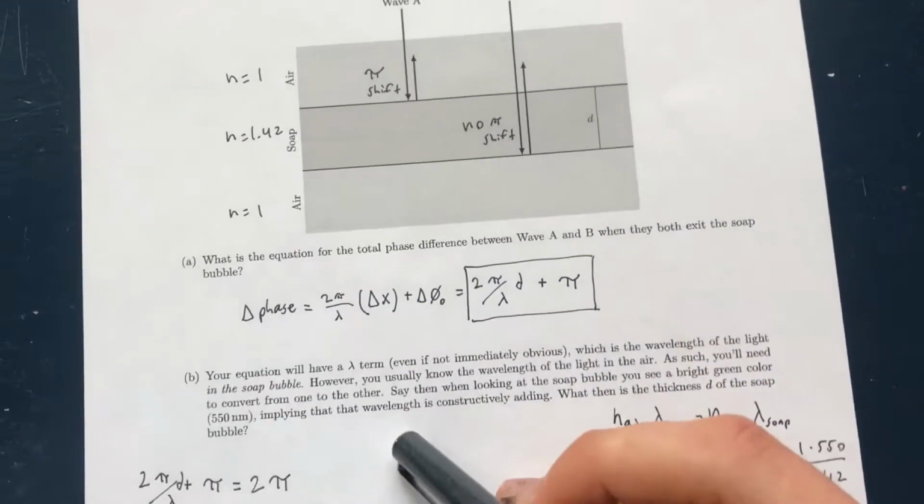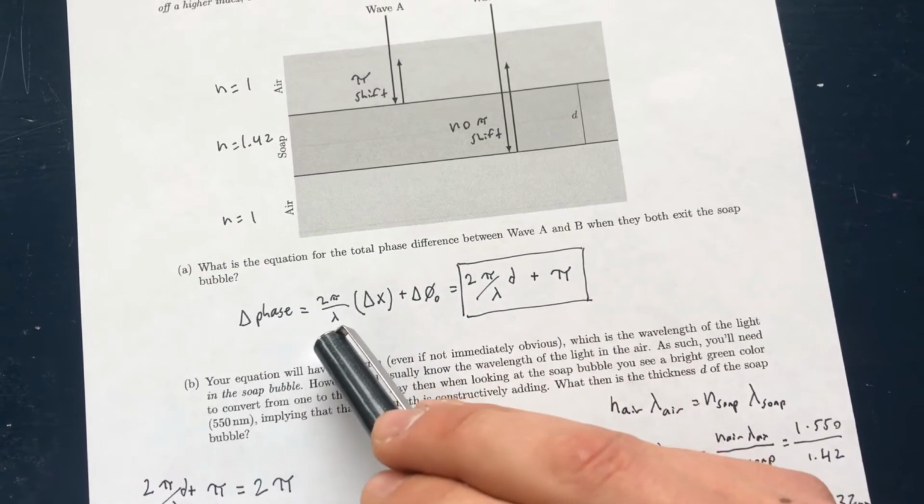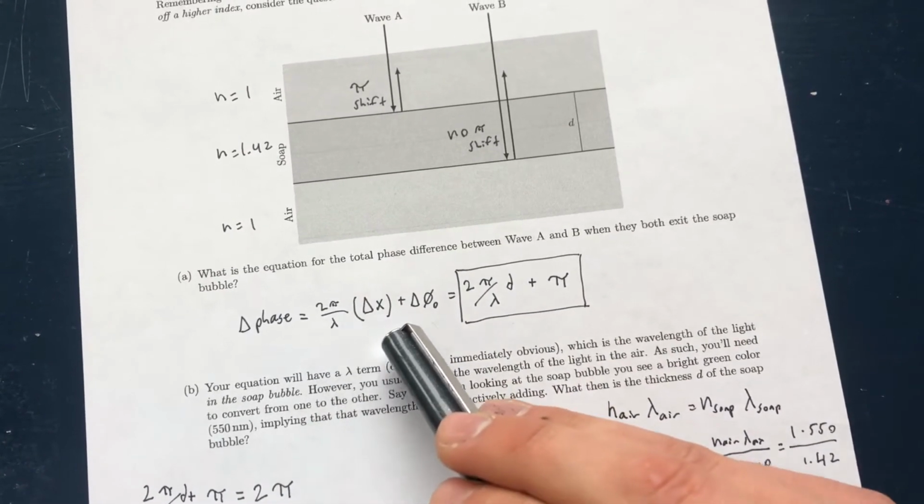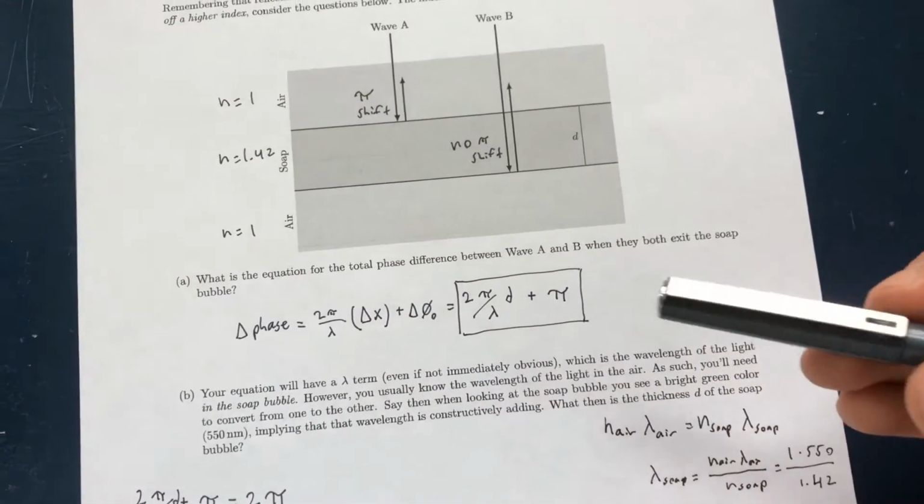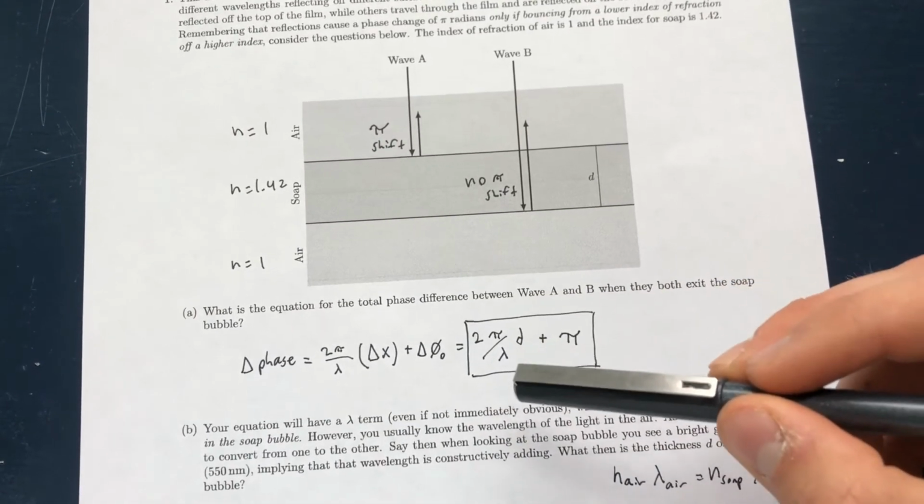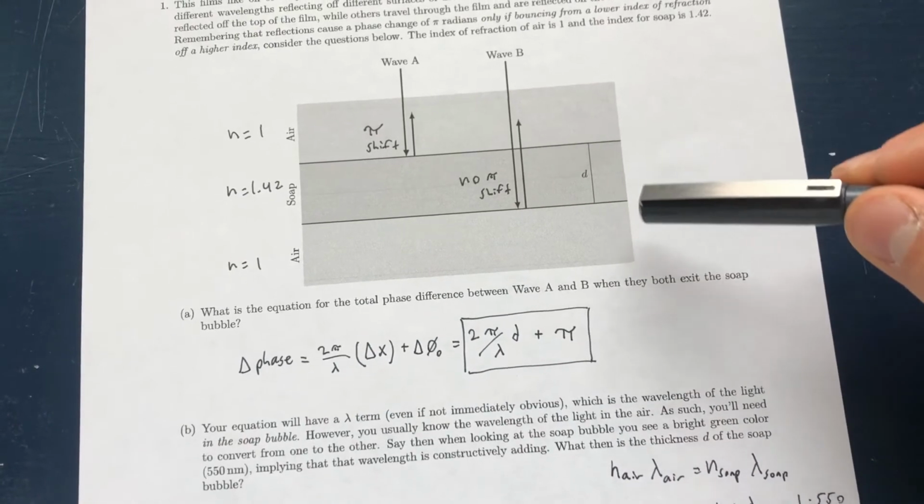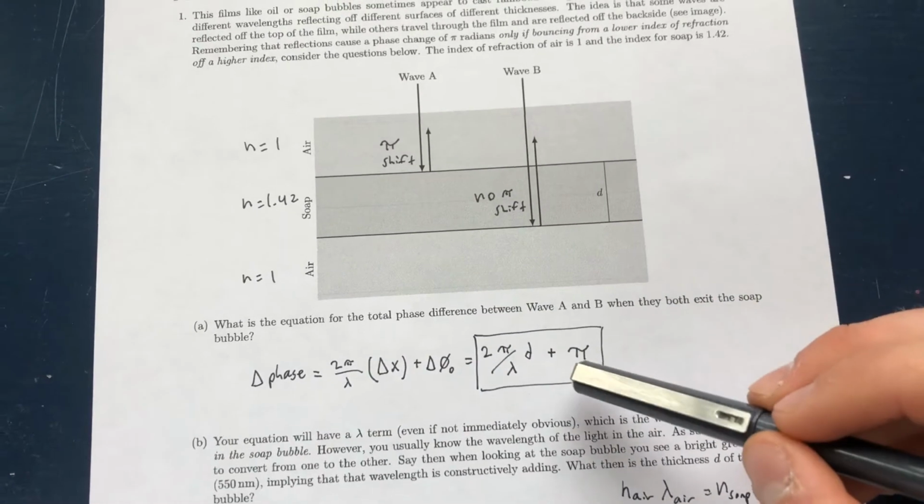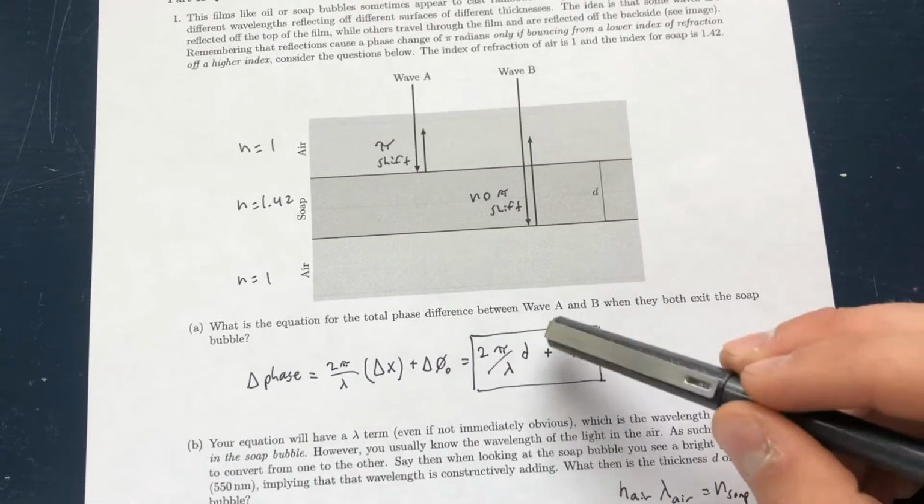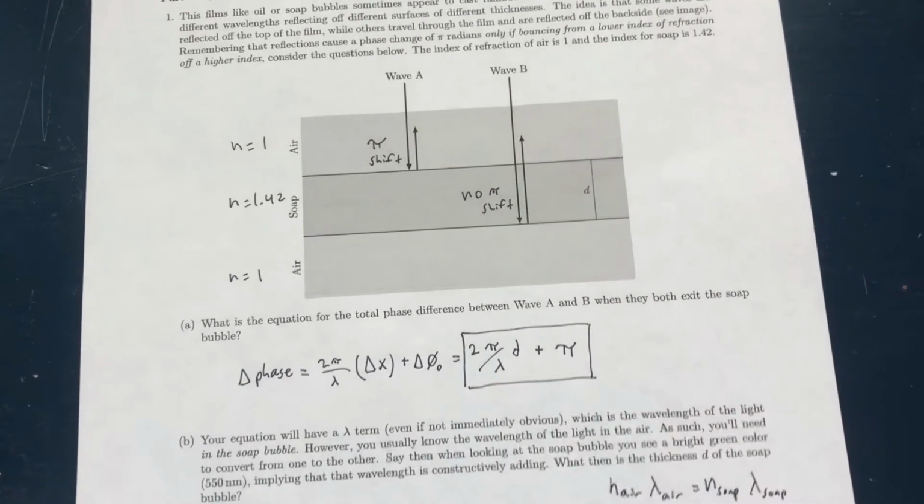So when figuring out our phase difference, we have our equation here, and we can see that the path difference will be this 2 pi over the wavelength times d, which is the thickness of the soap bubble, plus this shift of pi that we see in wave A.